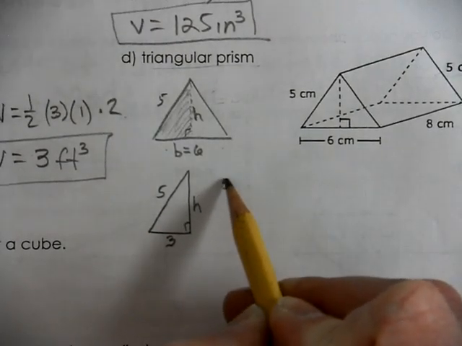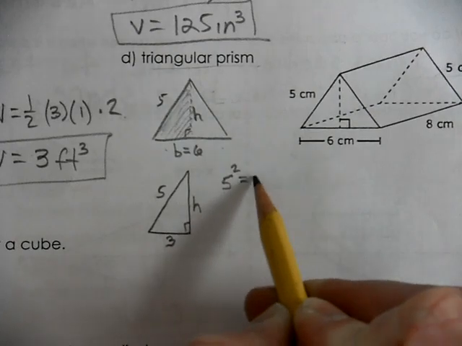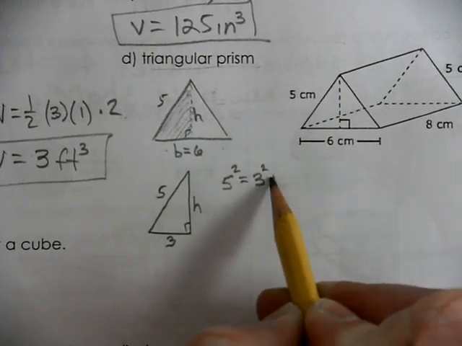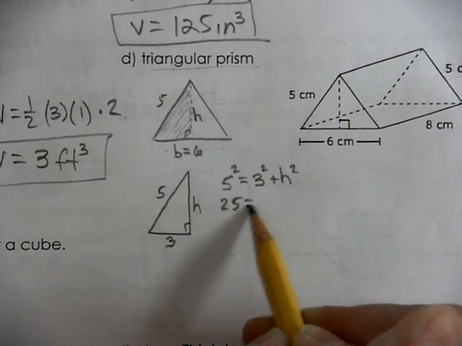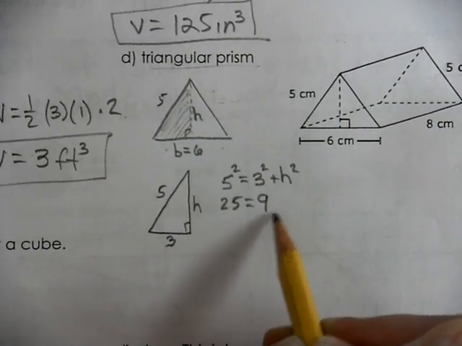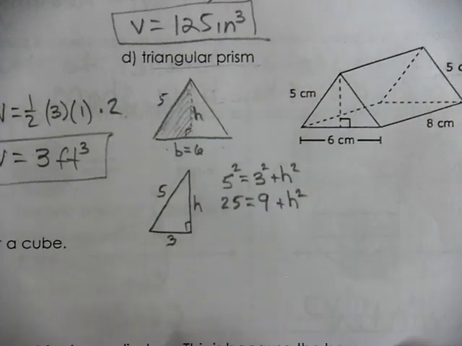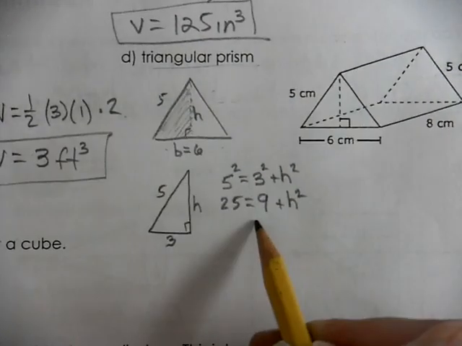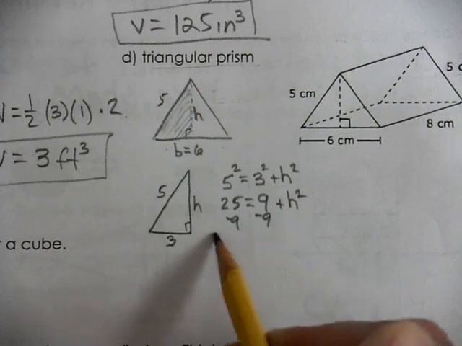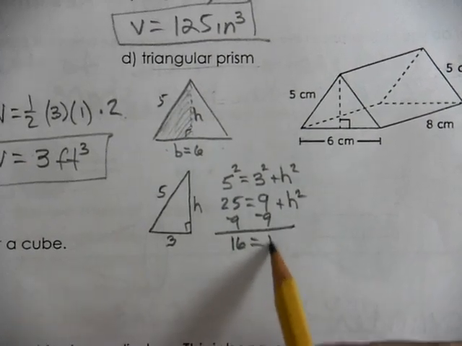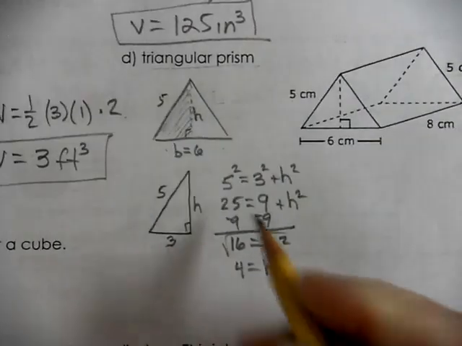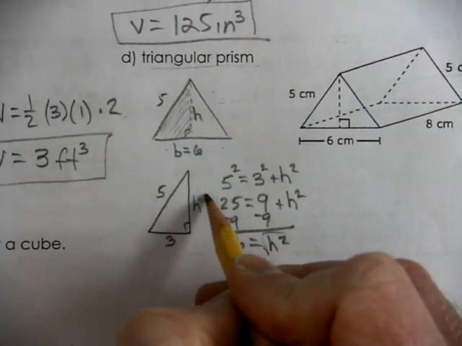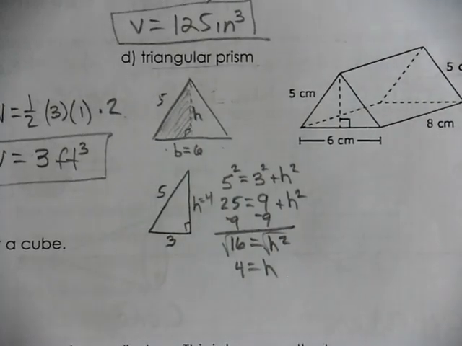So we're going to look at hypotenuse squared equals leg squared plus leg squared. We're going to subtract the 9 across to get 16. And when we take the square root, we figure out that the height of this triangle is 4.